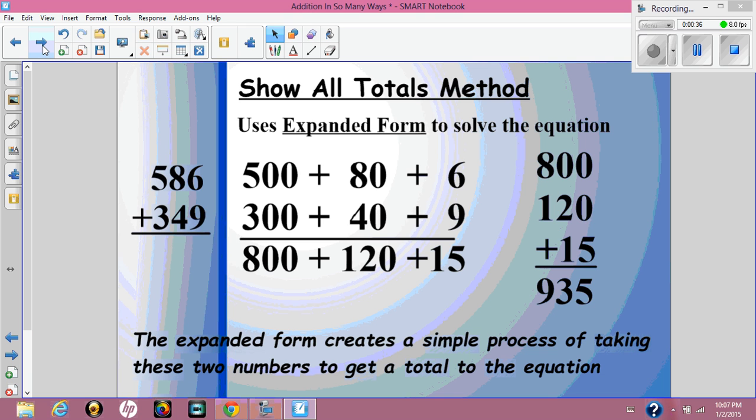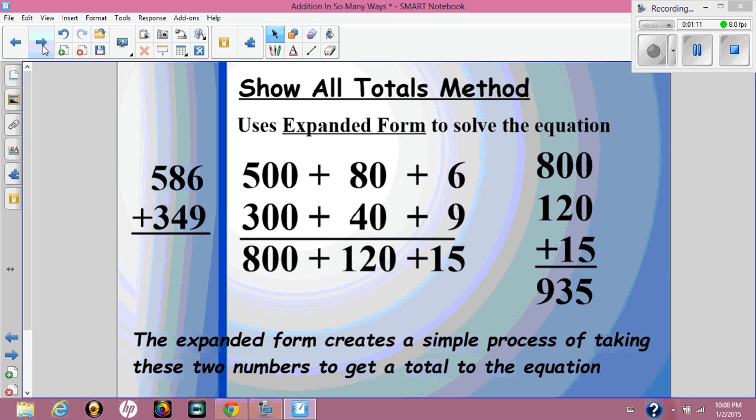This looks familiar to you because we're using expanded form. The equation that we're going to use for all 4 of our methods so that we can see how it all works together, our equation is 586 plus 349. It's an addition problem, so we're going to be looking at adding them all together. We're going to break 586 and 349 into expanded form. 500 plus 80 plus 6 and 300 plus 40 plus 9.